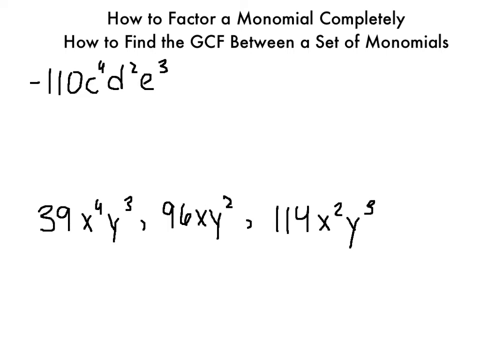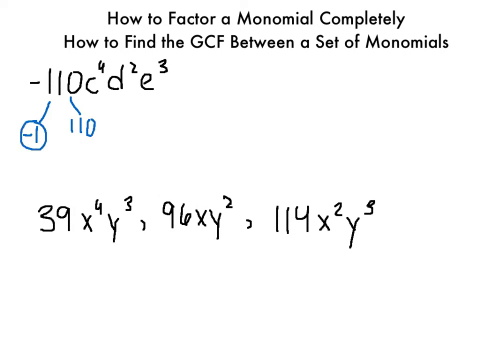So the first thing that's first, we have a negative here. Anytime we're factoring a negative number, I want you to factor out a -1 separately. So I'm just making a little factor tree here. That leaves me with -1 times 110. So this is one of my prime factors.